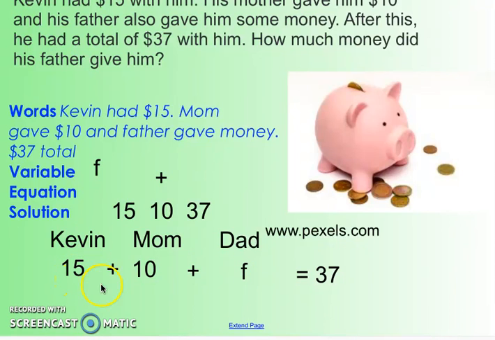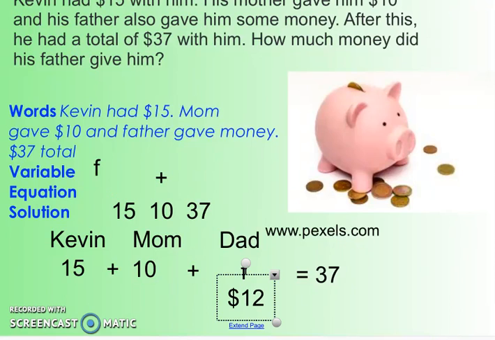Now, you probably could figure this out if I asked you to find the solution. If I had $15 and I added 10 more for Mom, what do I have to add extra to get to 37? Well, 15 plus 10 is 25. What do I need to add to get to 37? Okay, so 12. Let's see, is that right? 15 plus 10 is 25, plus 12 is 37. So yeah, my answer is $12. And that's how much Dad gave. Oops. Let's put our dollar sign.